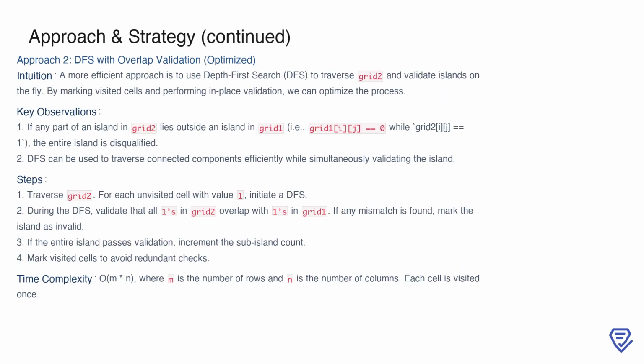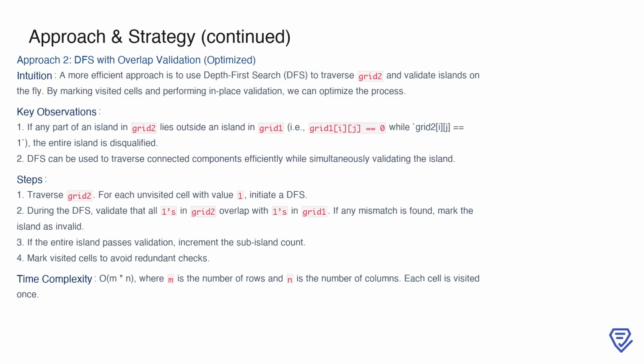A more efficient solution leverages depth-first search, DFS, with overlap validation. Instead of performing redundant checks for every cell, this approach combines island traversal and validation into a single process. The key insight here is that if any part of an island in Grid 2 extends outside an island in Grid 1, meaning a cell in Grid 2 has a value of 1 while the corresponding cell in Grid 1 is 0, the entire island is disqualified as a sub-island.